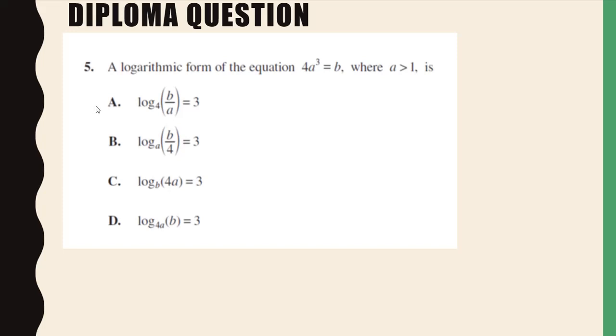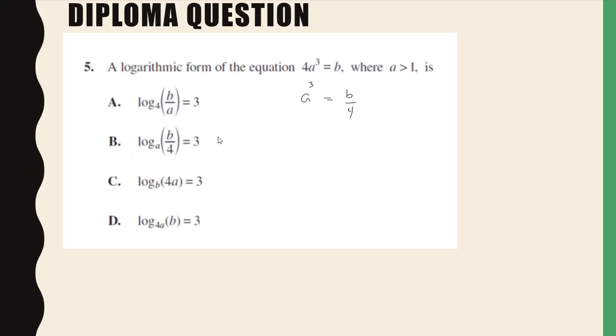Okay, a logarithmic form of the equation 4a cubed equals b, where a is greater than 1 is. So we've got some, they look very similar, and it's not hard to see once you do this question where someone might make a mistake. We have to turn this into a logarithm. I think the easiest thing is going to be to actually divide both sides by 4. So you get a cubed equals b over 4.